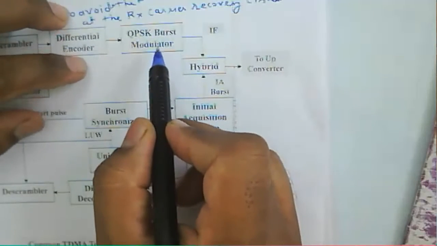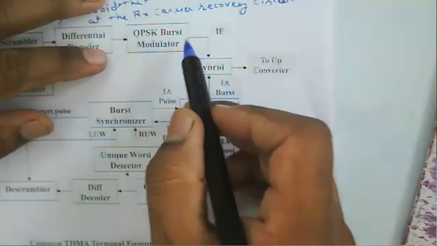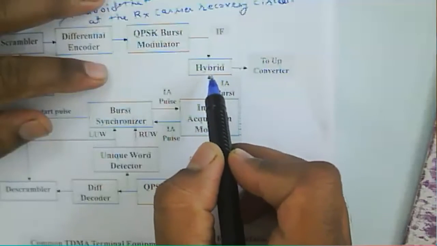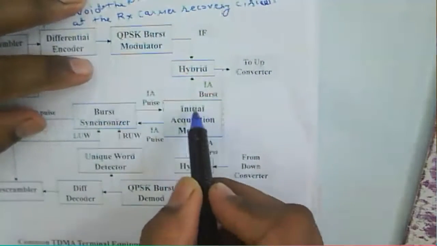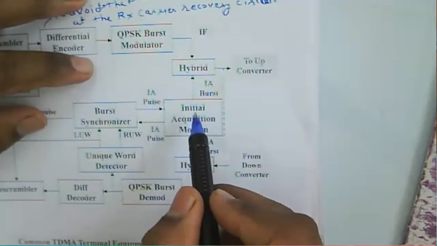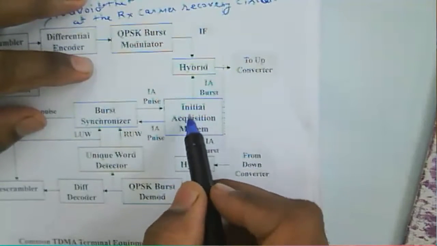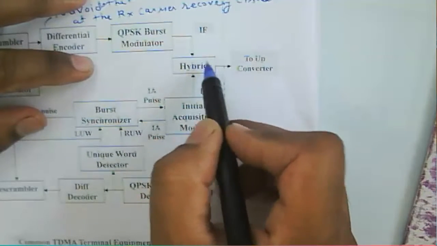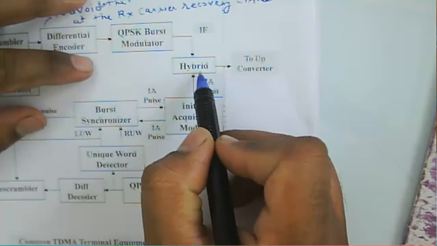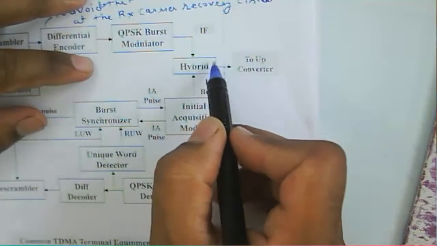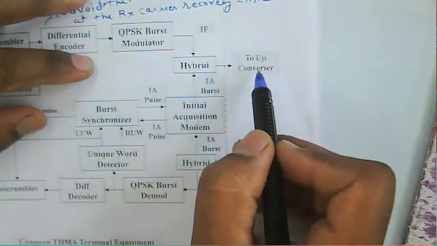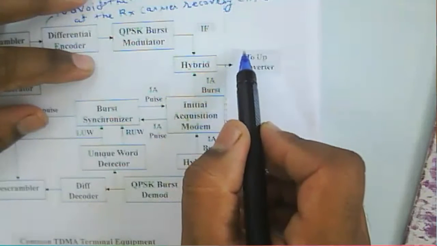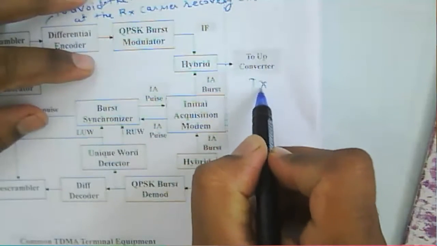So that QPSK modulated output, that is the IF signal, will be sent to the hybrid, and that hybrid will combine the signal with the initial acquisition modem. That is about the output from this initial acquisition modem. It will generate that IA burst, the initial acquisition burst, and that will be combined at this particular hybrid. And then the output of this hybrid is up converted for this transmission.